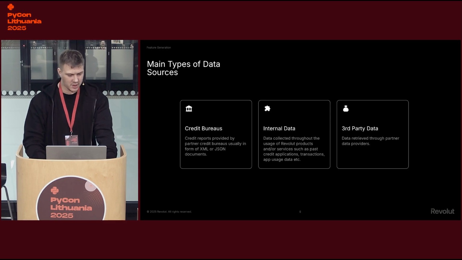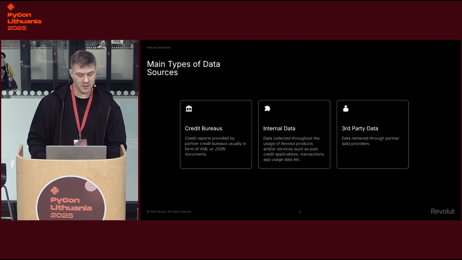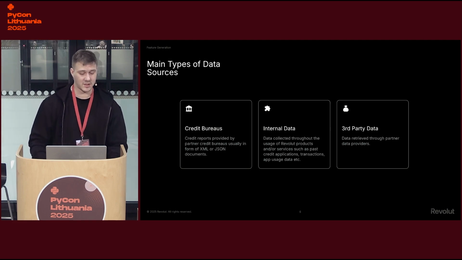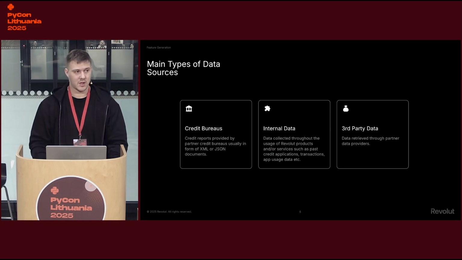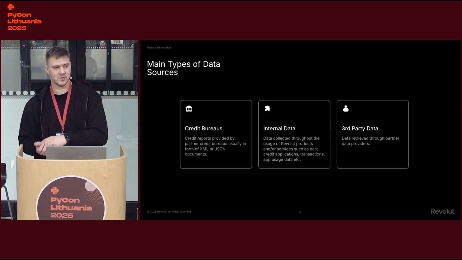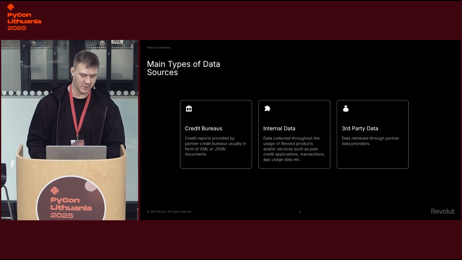So I would start by showcasing the main types of data sources that we use in credit. First of all, in most of the countries, it's mandated to use credit bureau data. Essentially, the raw credit bureau data usually comes in XML or JSON formats. And in order to get the most value out of it, we need to build pipelines which will parse those files and store them in a tabular format, so something that later can be used to come up with features and train the models.